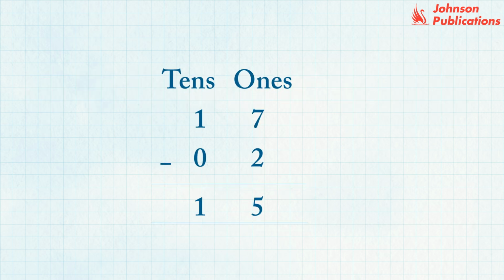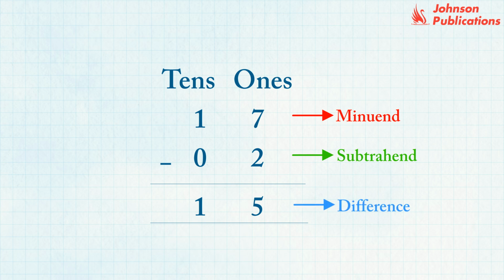The number from which we subtract a smaller number is called the minuend. The number which is subtracted from the greater number is called the subtrahend. The result is called the difference.